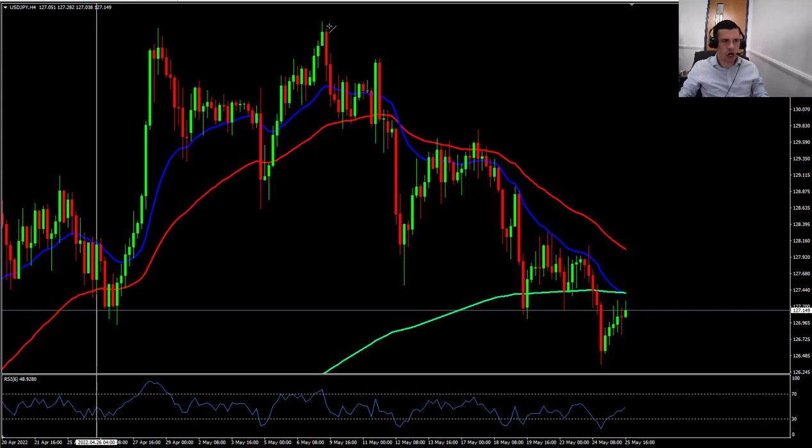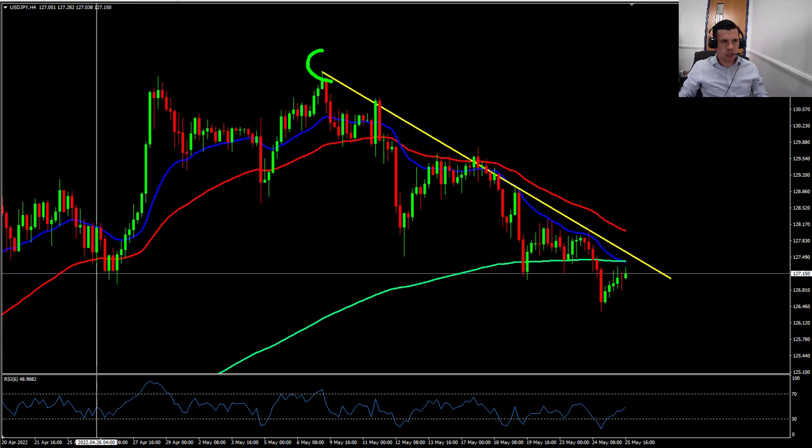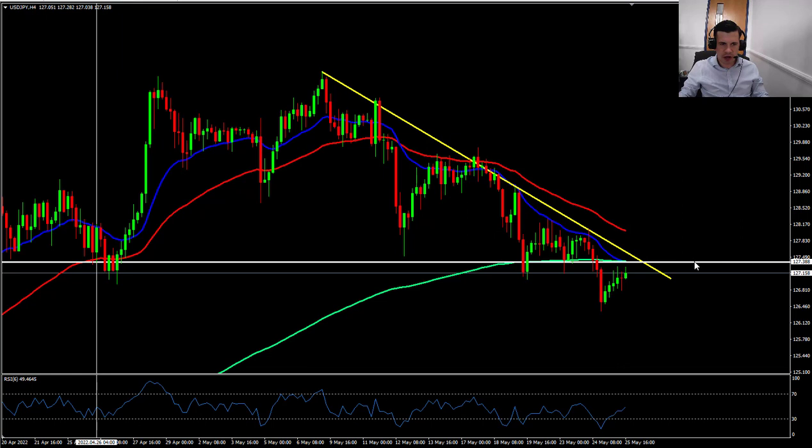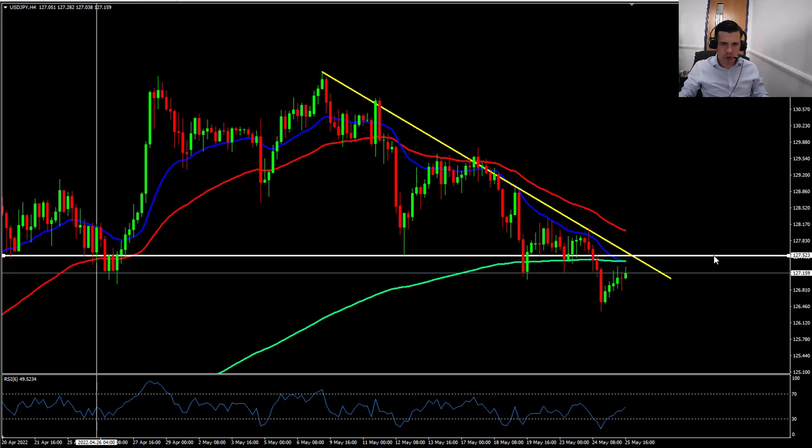When we see charts like this, it's easy to read, it's easy to understand. So start to recognize your lower highs, your high points are getting lower, your low points are also getting lower, and I want you to look for rejection in here. 127.50 is an area that I think we can get a bit of a pullback into.